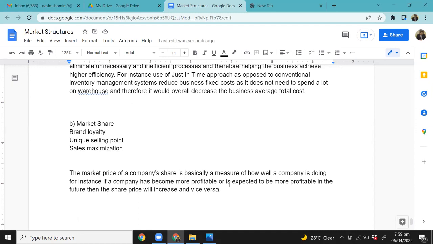Recently, it has been performing well and the company has made more profits than usual. Then investors would want to buy shares of your company because they know that your company shares will be more valuable in the long run, right?